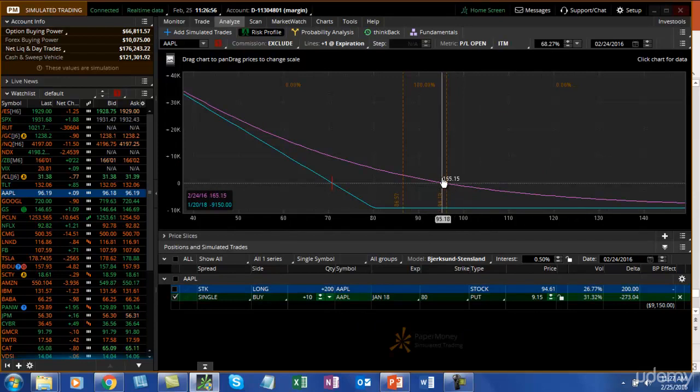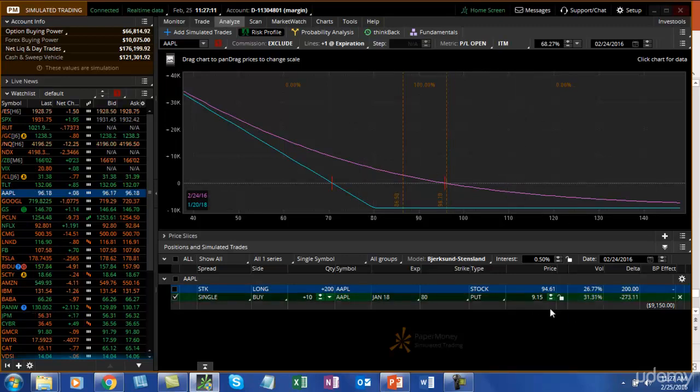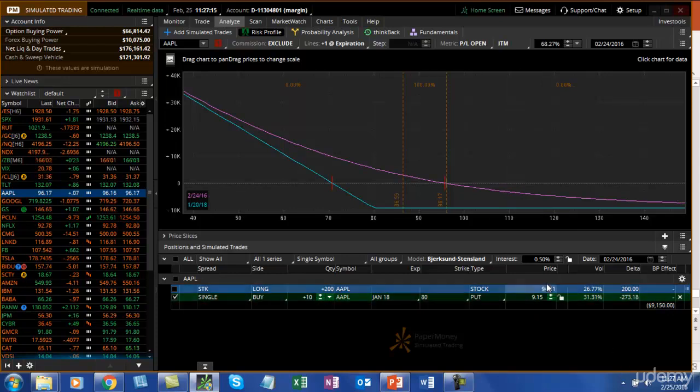Right now, Apple's right here, so you're at 0. But as Apple goes down, you can see the white number that tells you how much profit you'll have on this particular option. And of course, your maximum loss is what you paid for the option, which is about $9 per share. So for 10 contracts, which is 1,000 shares, you'll pay 9,000. That is your max loss on Apple.